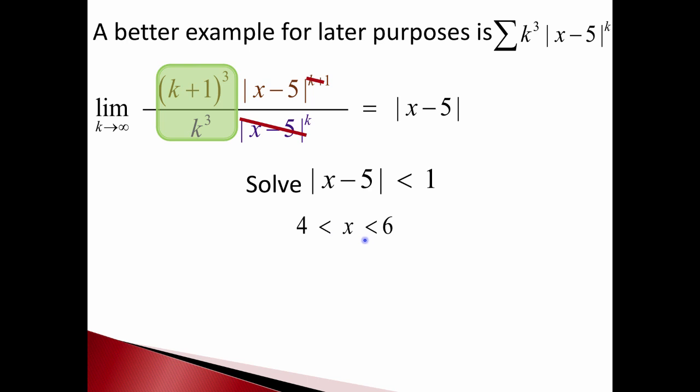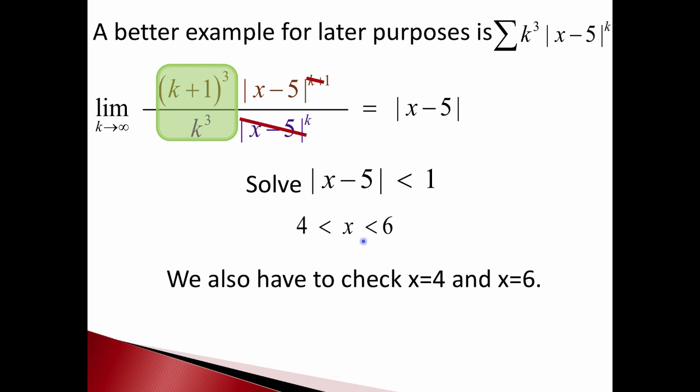But we do have to check 6 and 4 separately. The reason is, what happens if x is 6? Then I would have as my limit 6 minus 5, which is 1. And when you get 1 from the ratio test, anything can happen. So you have to check 6, and of course if I had 4, 4 minus 5 would be negative 1, but the absolute value would also make that 1 for the limit from the ratio test. So 6 and 4 are places where the ratio test gives us 1, and that means we have to check those separately. So what would happen if I had 6 or 4 for x?